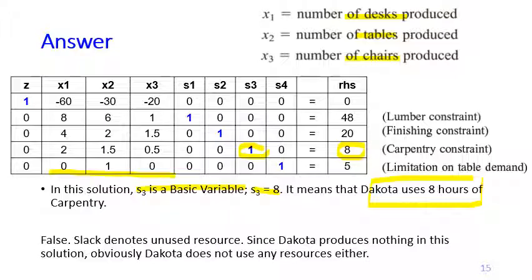So that's the end of part 1 of the simplex algorithm. We have so far discussed step 1 and step 2.